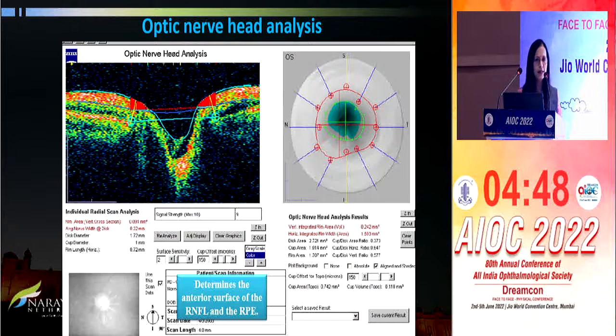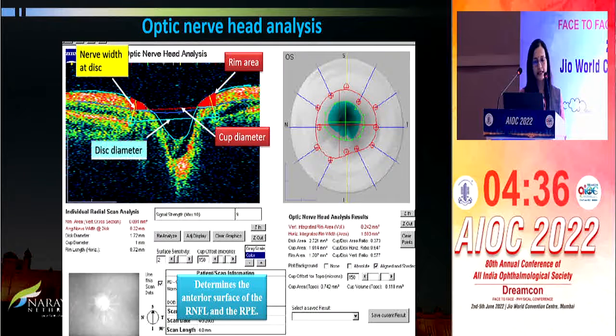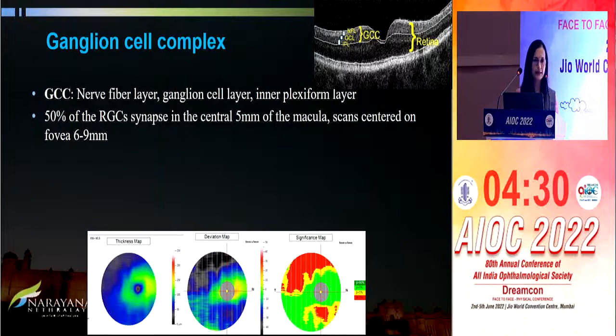Coming to the optic nerve head analysis, that's another segment that you get on OCT. Now this scan determines the anterior surface of the RNFL and the RPE so that you can get rim area, nerve width at the disc, cup diameter, disc diameter, and the ONH analysis results, which can tell you about the abnormalities.